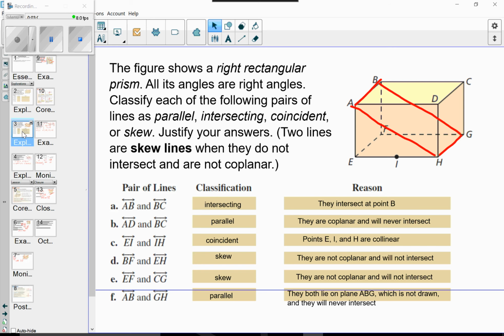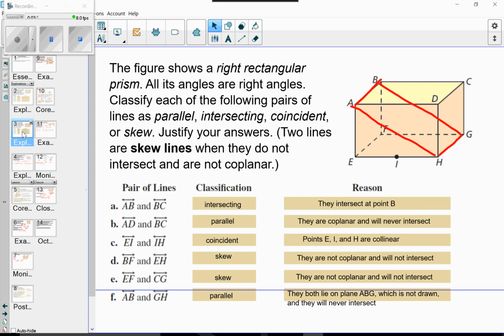For D, BF, kind of like the back left corner of the box, that is skew with the front base of the box. They're not on the same plane, and they will not intersect. Next, EF, which is like the bottom left of the box, and CG, which is the back right of the box. They are also skew for the same reason.